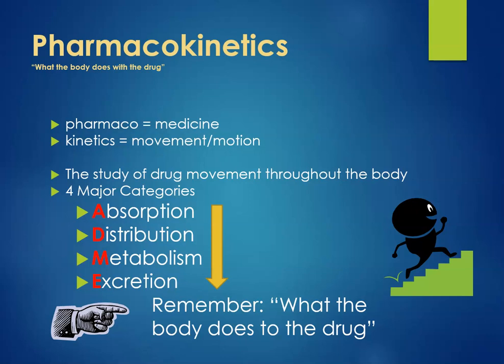And there are four key things that happen in terms of pharmacokinetics, and you need to know these. We're going to talk about some specifics related to them, but the best way to remember them is the acronym ADME. Also, ADME is the order in which these occur: absorption, distribution, metabolism, excretion. And again, remember, this is what the body does to the drug. So we're going to talk about the first one.